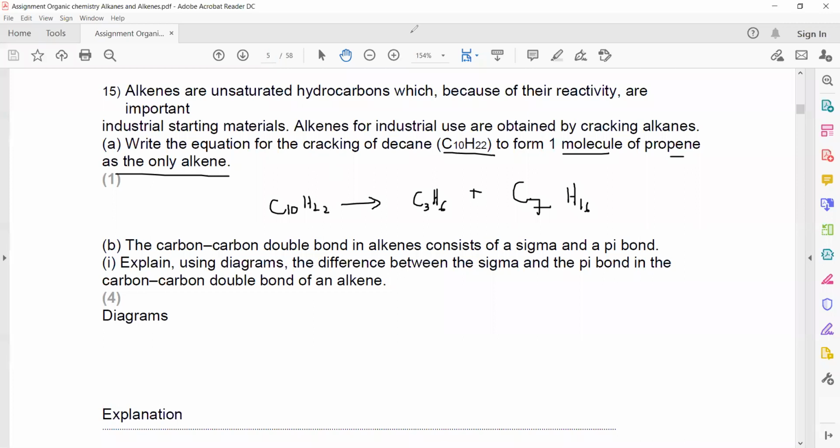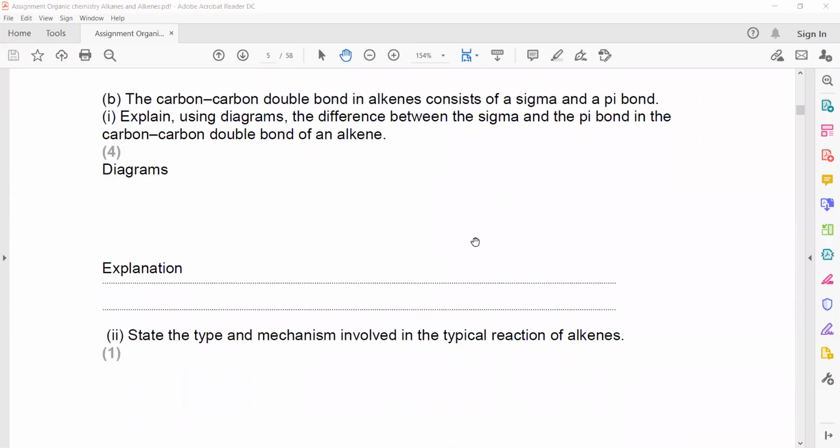In the next part, the carbon-carbon double bond in alkenes consists of a sigma and a pi bond. Explain using a diagram the difference between a sigma and a pi bond in a carbon-carbon double bond. Diagram explanation.